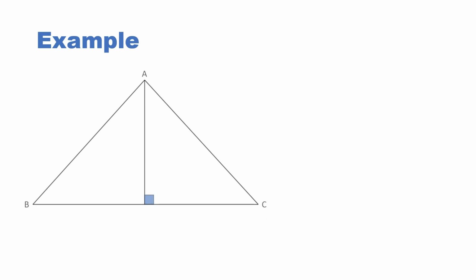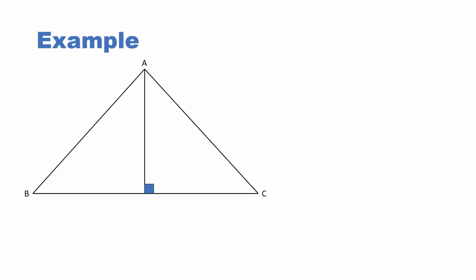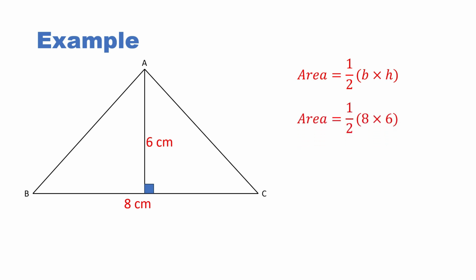Let us do another quick example to show how we can calculate the area. Suppose we have our triangle ABC with base 8 centimeters and height 6 centimeters. We can use our formula. Area is equal to half base times height, which is equal to half of 8 times 6. Hence, the area of the triangle is equal to 24 square centimeters.